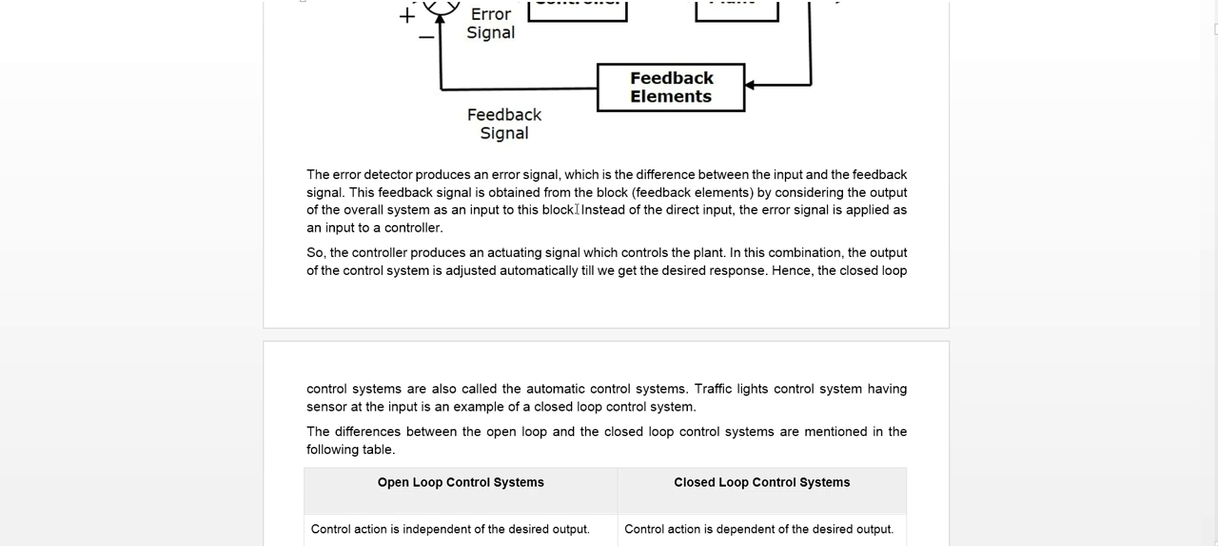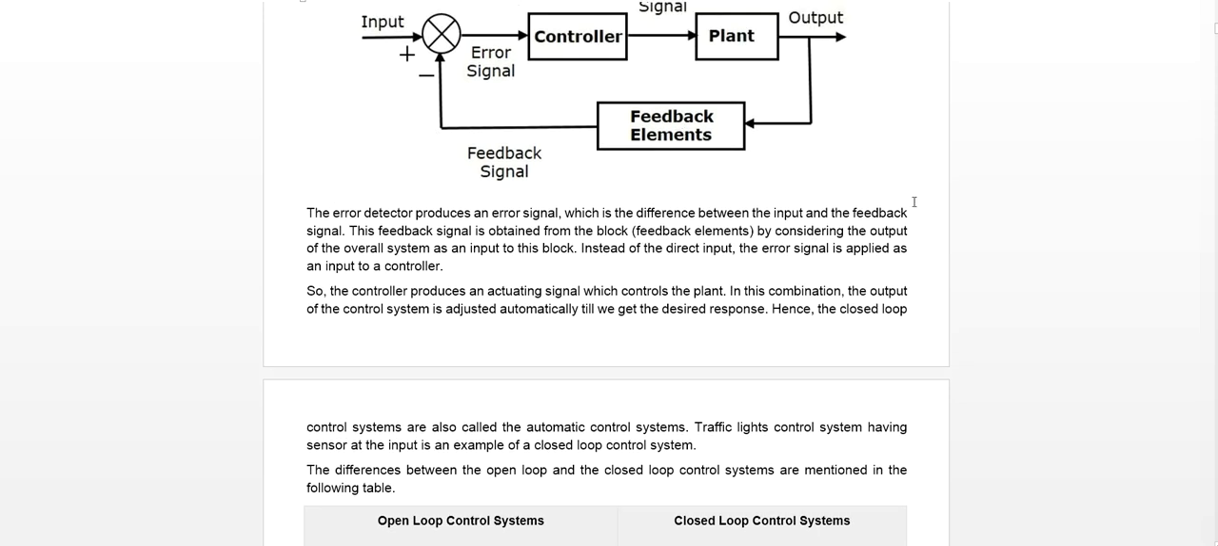The error detector produces an error signal, which is the difference between the input and the feedback signal. This feedback signal is obtained from the feedback elements, by considering the output of the overall system as an input to this block. So instead of the direct input, the error signal is applied as an input to a controller.